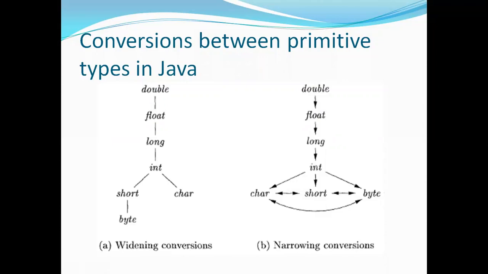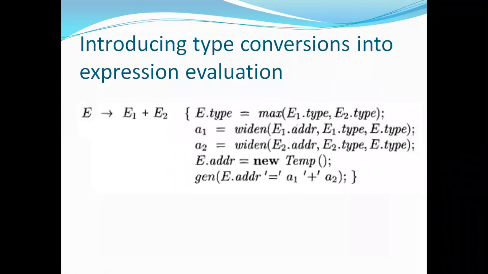So conversions between the primitive data types in Java means there are 2 types of conversions here. One is widening conversion and the second one is a narrowing conversion. Coming to the representations, these are the 2 ways of representing the widening and the narrowing. And coming to the example of introducing type conversions into expression evaluation, from the conversion I am evaluating from the expression what the type is. Just I'm introducing it here, right?